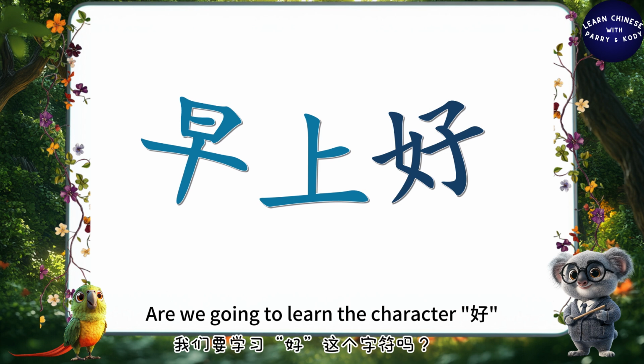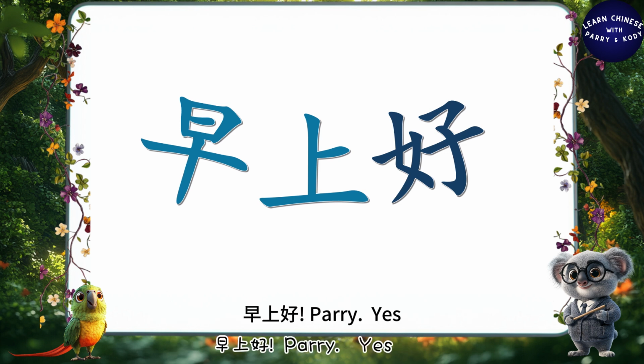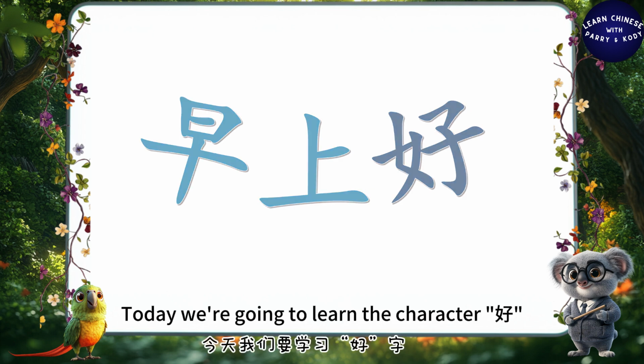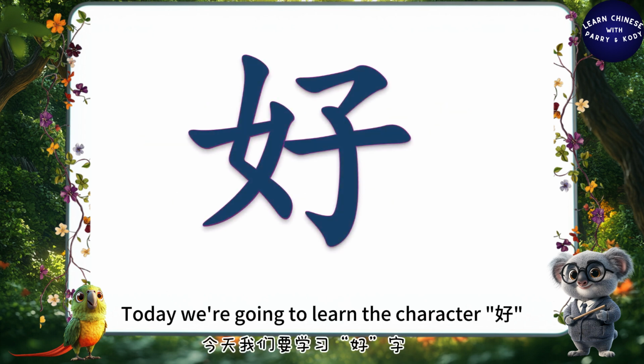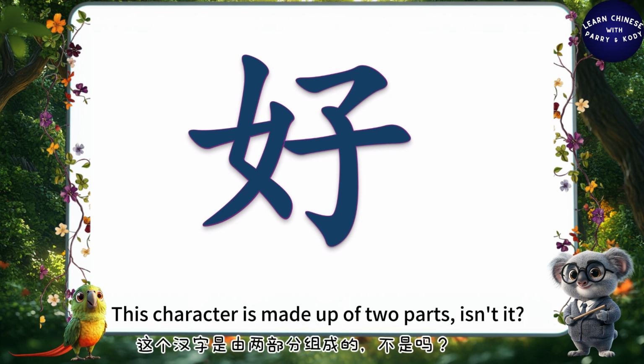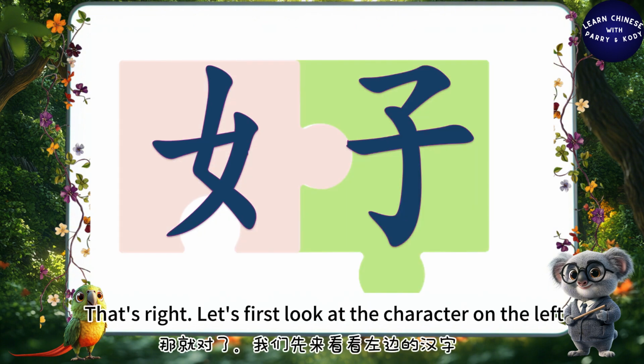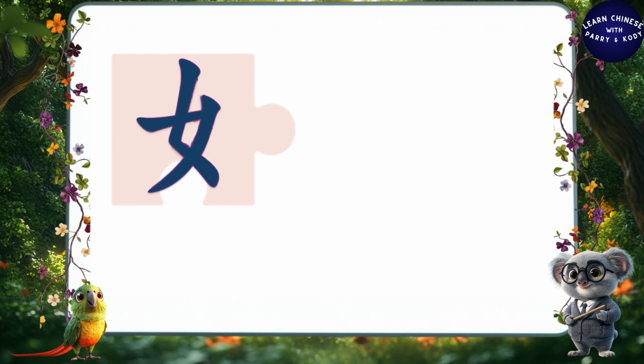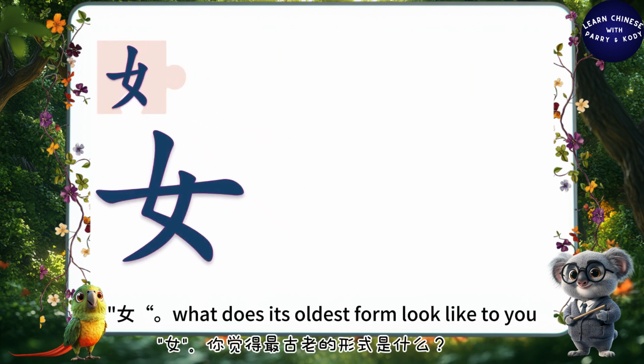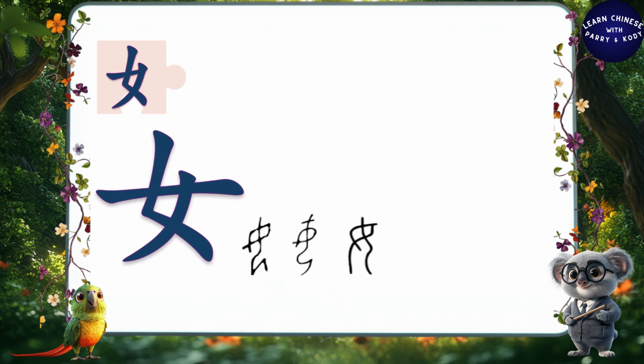Are we going to learn the character 好? 早上好, Perry. Yes, today we're going to learn the character 好. This character is made up of two parts, isn't it? Yes, Professor. Are they also Chinese characters? That's right. Let's first look at the character on the left. 女, what does its oldest form look like to you?